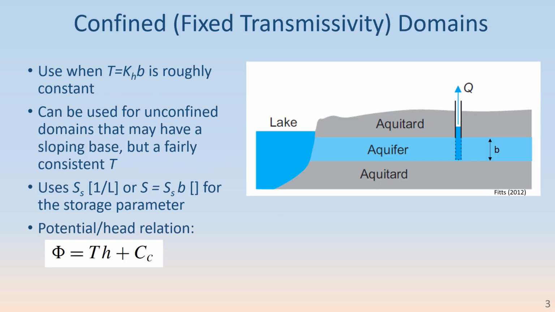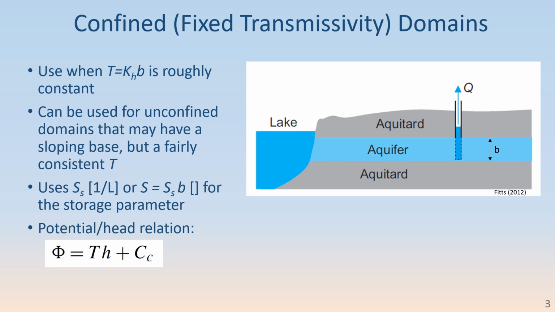Confined domains are the same as a fixed transmissivity domain in Anaqsim, and these should be used when your transmissivity is fairly consistent over the area of a domain. And that means that it's not just for confined domains, being layers that are confined by an aquitard above. They can also be used for unconfined domains that have a fairly consistent transmissivity despite possibly sloping base. So that's another application of these confined domains, and it would be nicer if they were called fixed transmissivity domains so that you wouldn't hesitate to use them in an unconfined situation. But we're stuck with the terminology confined.